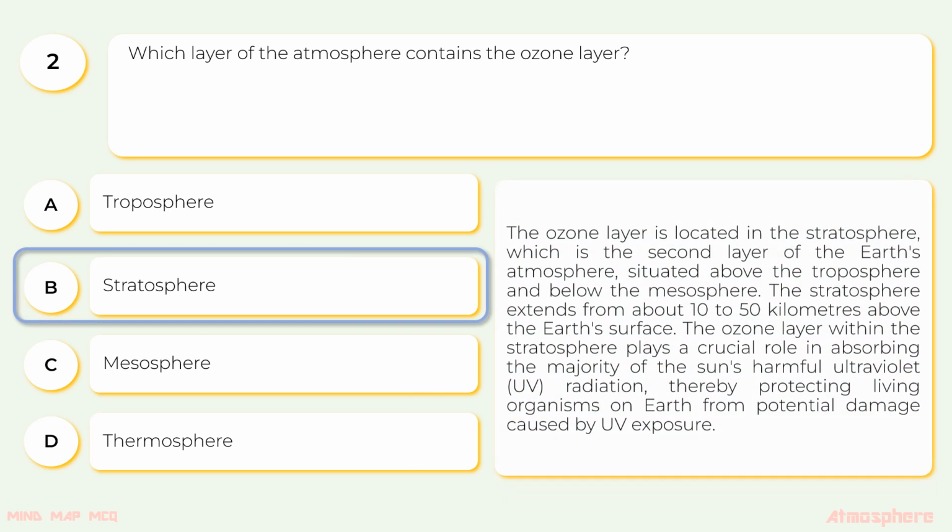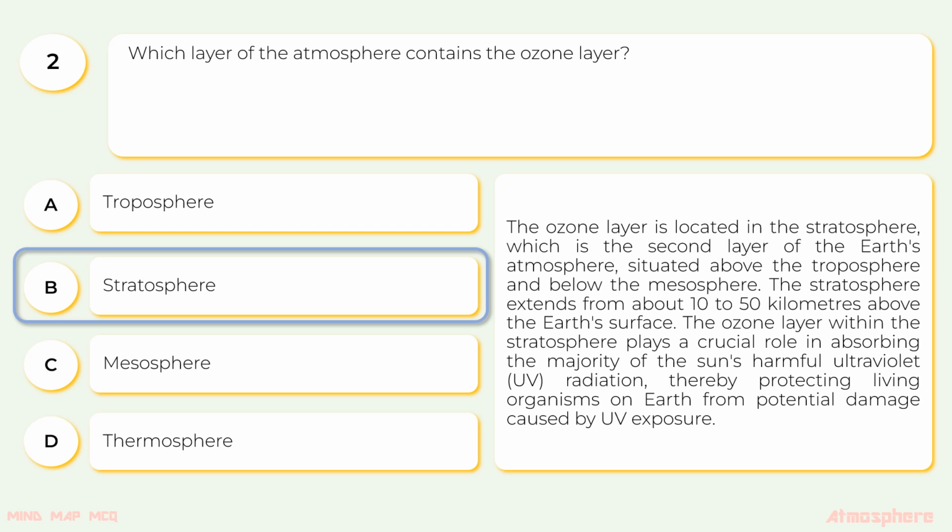Stratosphere. The ozone layer is located in the stratosphere, which is the second layer of Earth's atmosphere, situated above the troposphere and below the mesosphere. The stratosphere extends from about 10 to 50 kilometers above Earth's surface. The ozone layer within the stratosphere plays a crucial role in absorbing the majority of the sun's harmful ultraviolet radiation, thereby protecting living organisms on Earth from potential damage caused by UV exposure.